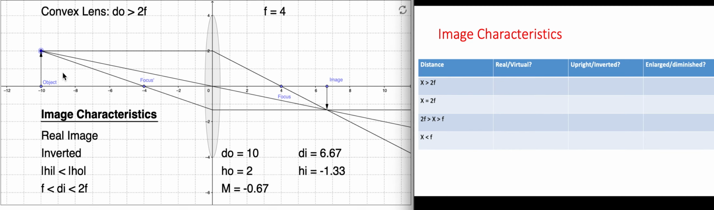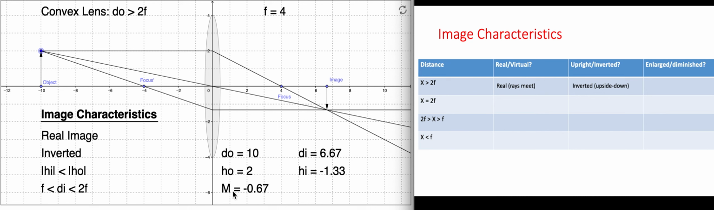Now you'll notice here that if we compare our object to our image, then we can notice a few things. Firstly, this image is real, okay? Why is it real? Well, it's real because the rays are meeting each other. Those rays are becoming concentrated at a particular point, and they are therefore forming a real image. The image is inverted. Well, why? Well, because it's upside down. You can see the top on the left-hand side maps directly with the bottom on the right-hand side, so therefore this is an inverted image.